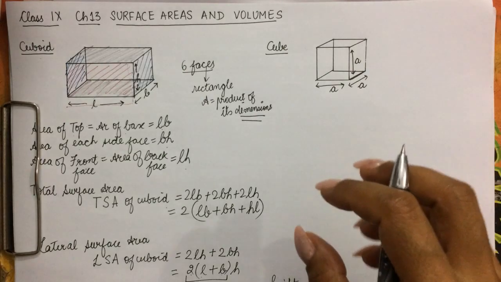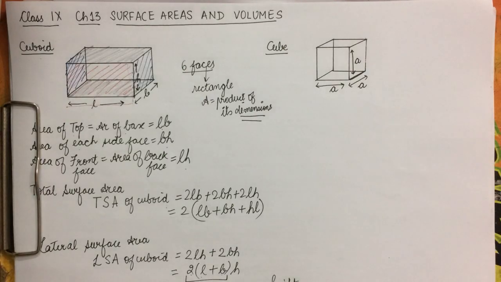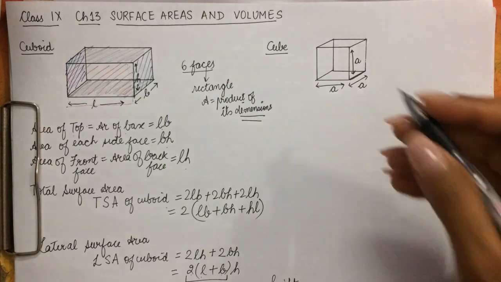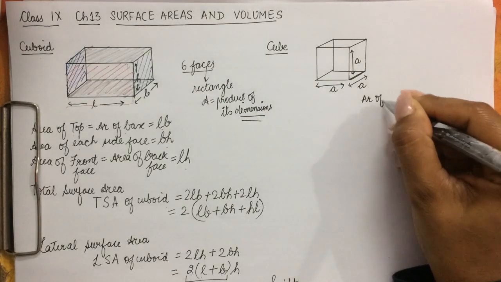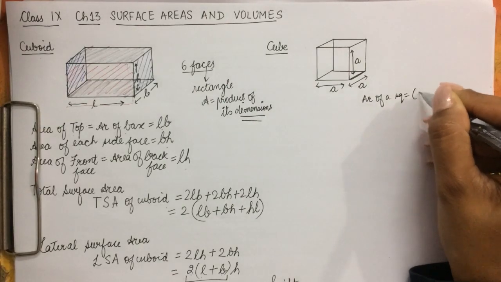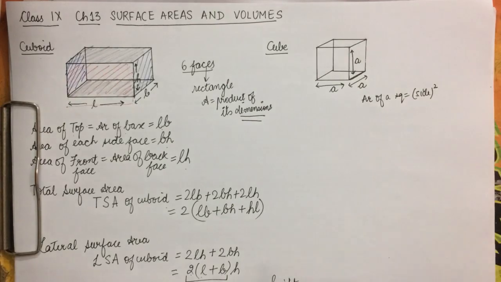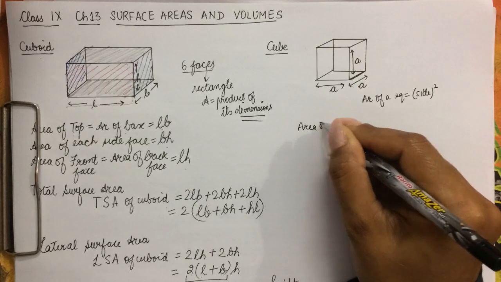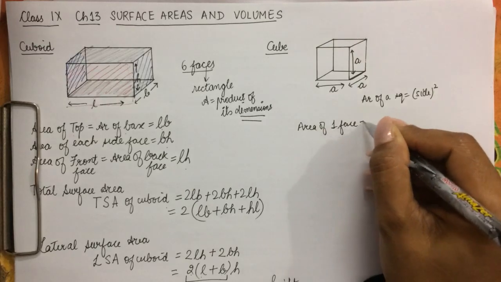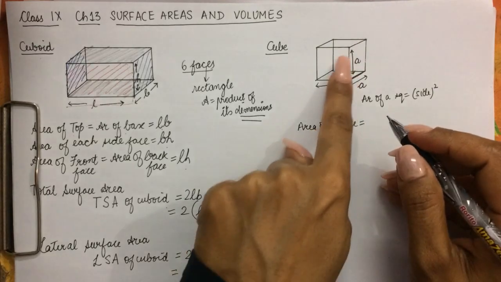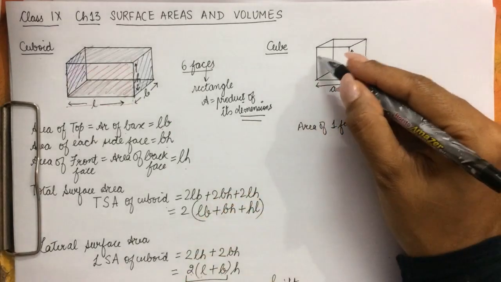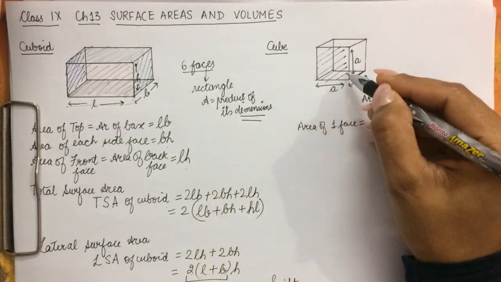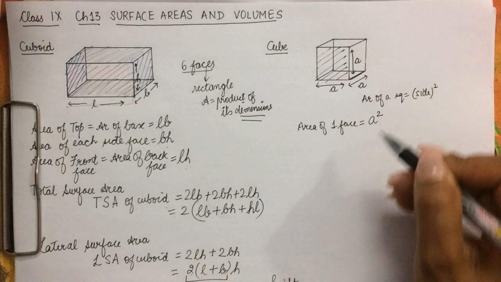Now since a cube is bound by squares on all sides, to find out the surface area of a cube, we want to find out the area of each of its square faces. Now what we know is the area of a square is given by the square of its side. So in case of a cube, the area of one face will be given by the side squared. Now the side has been represented by A. So if the area of the front face is to be calculated, it will be A square.